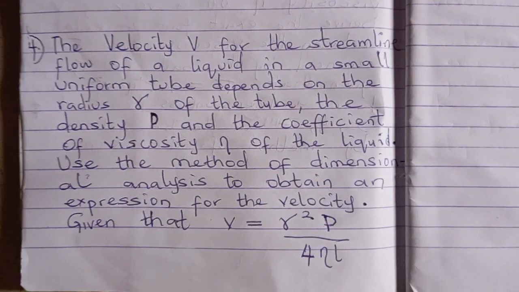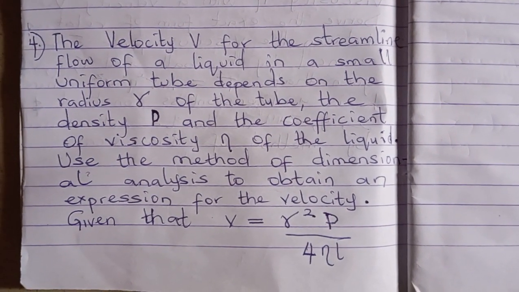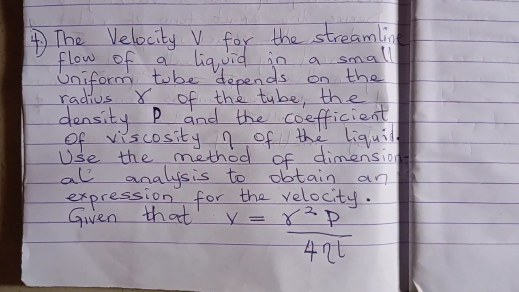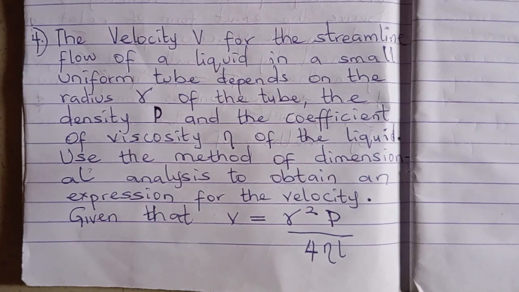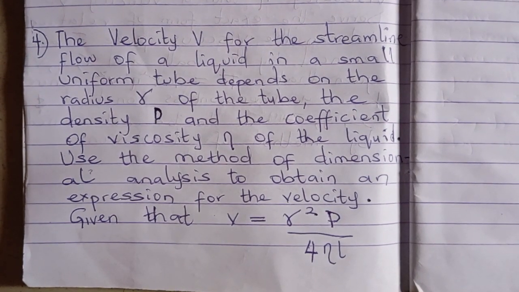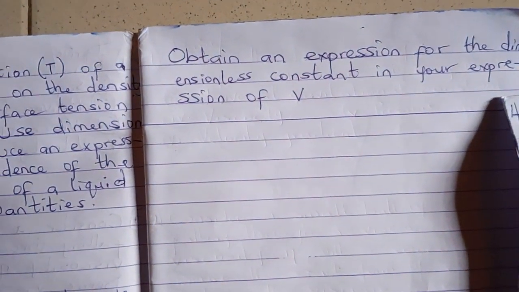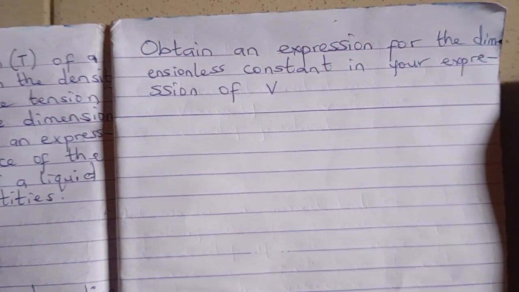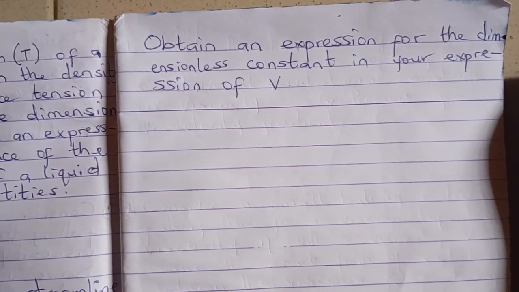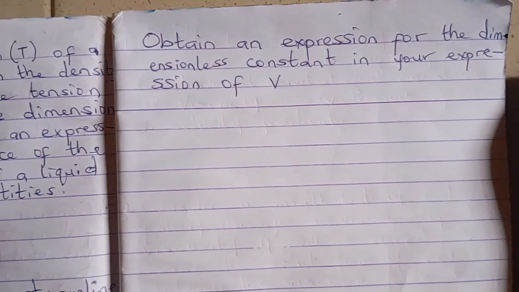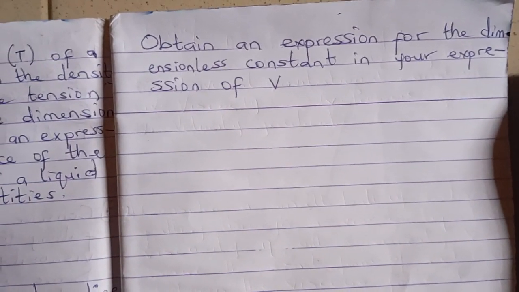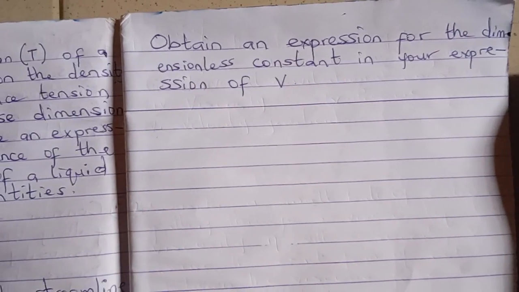Then it says, given that V is equal to r squared P all over 4 times the coefficient of viscosity times L. We should use this equation to obtain an expression for the dimensionless constant in your expression of V, that is, in the first part of what you got for V.